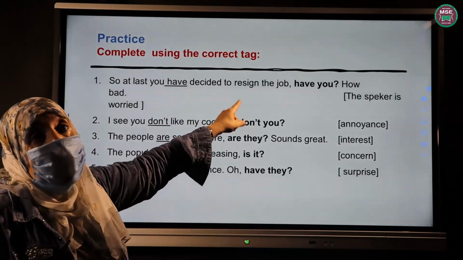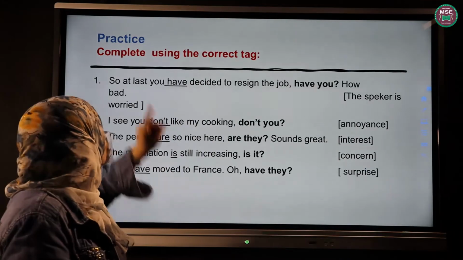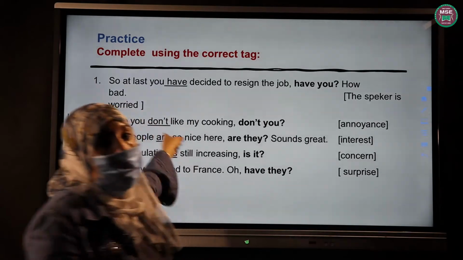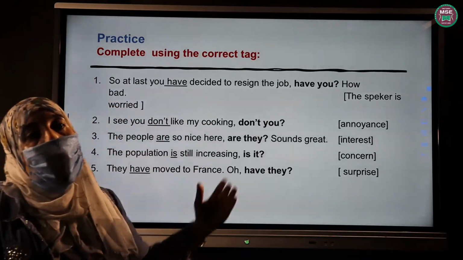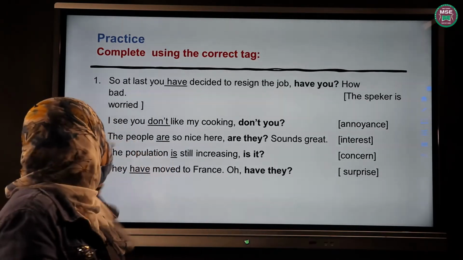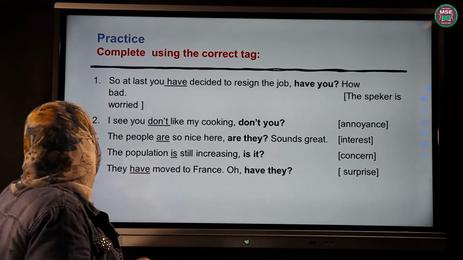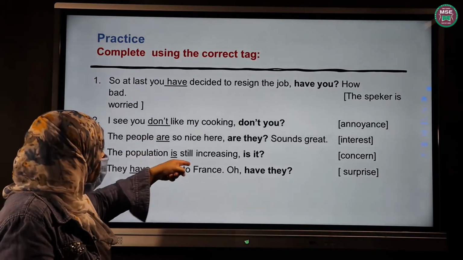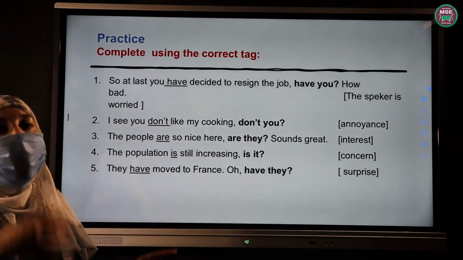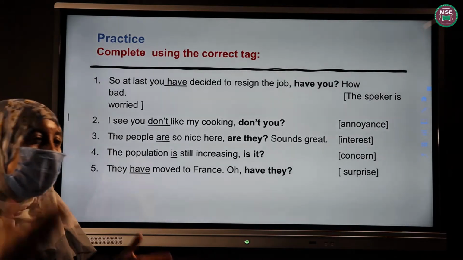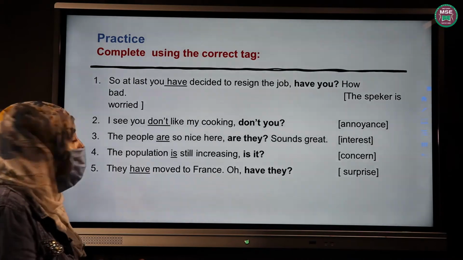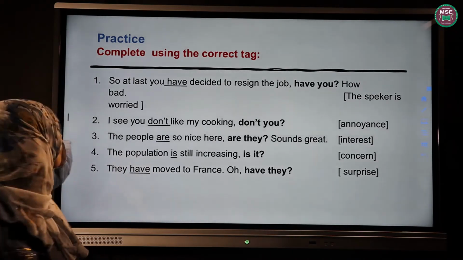Here, the question tag, it's what? Positive, positive. Why? Because this is same way question tag. The speaker here is worried. Why? Because you resigned your job and you left it. So, at the end of this, he is worried about you. Look to number 2. I see you don't like my cooking. I see you don't like my cooking, don't you? Look to my intonation. Is it happiness? Am I happy? Am I sad? It's what? I am angry, or what?